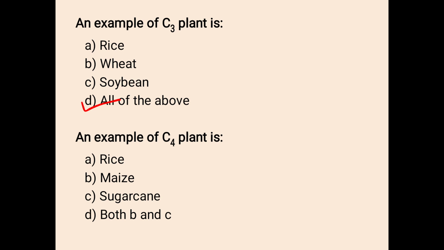Next question is, an example of C4 plant is. Options given to you are rice, maize, sugarcane, and the last option is both maize and sugarcane. So we know that rice is a C3 plant, but maize and sugarcane are both C4 plants. So the correct answer is option D, that is both B and C. Maize and sugarcane both are C4 plants.